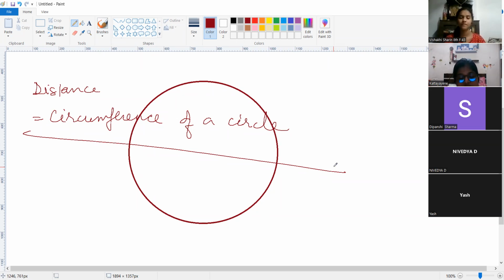Deepanshi, any more doubts that you have apart from this? No. Okay. Have all concepts become clear apart from the graph part? I still have to discuss the graph part. Yes, ma'am. Everything is clear now.